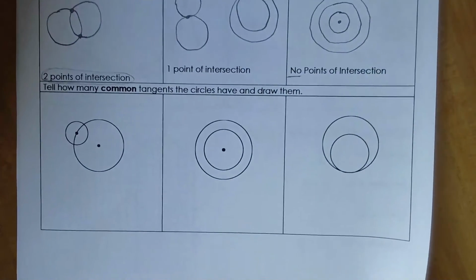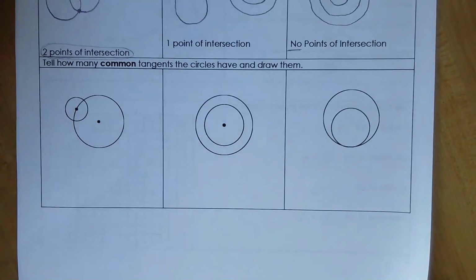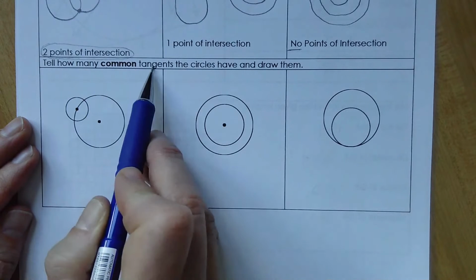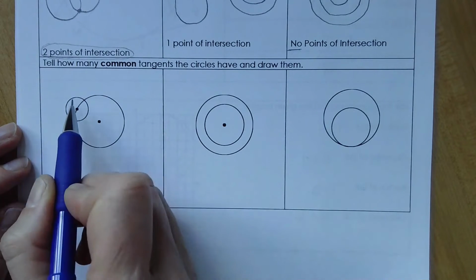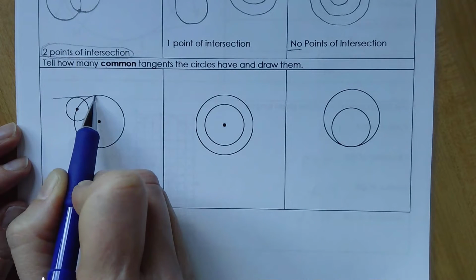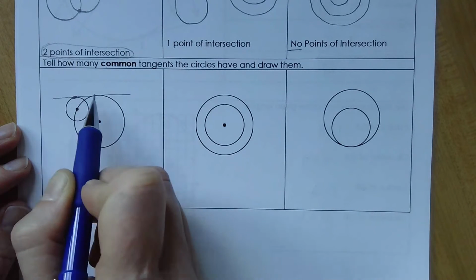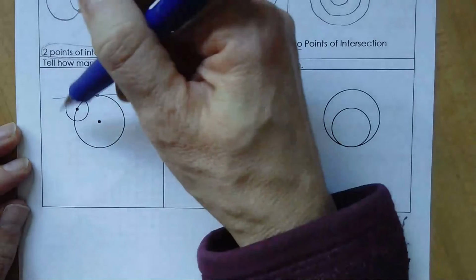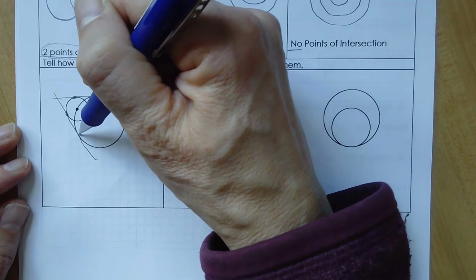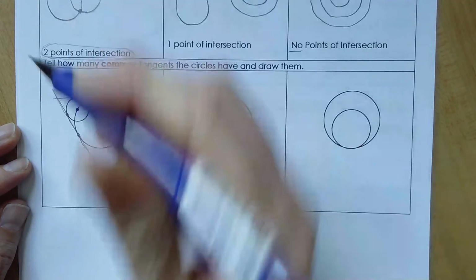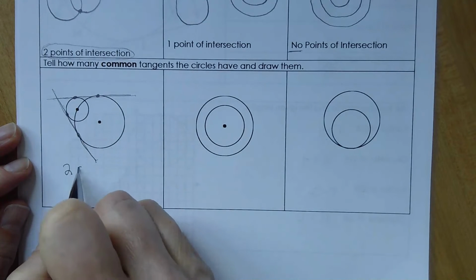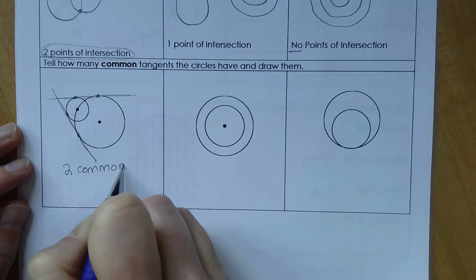Okay, and another phrase, common tangents. Tell how many common tangents the circles have. All right, and we'll draw them. I always draw them first and then I add them as I count. A tangent would be a line that comes along and touches each circle at one point. So you could see that it would be like this. The line itself is a tangent, and this line itself is a tangent. So there are two common tangents for this diagram.